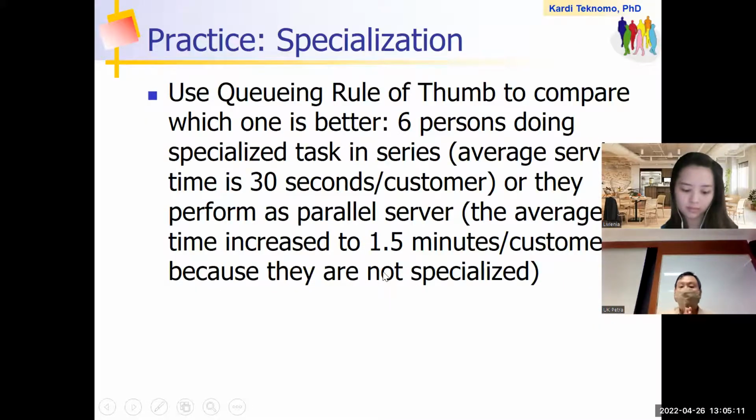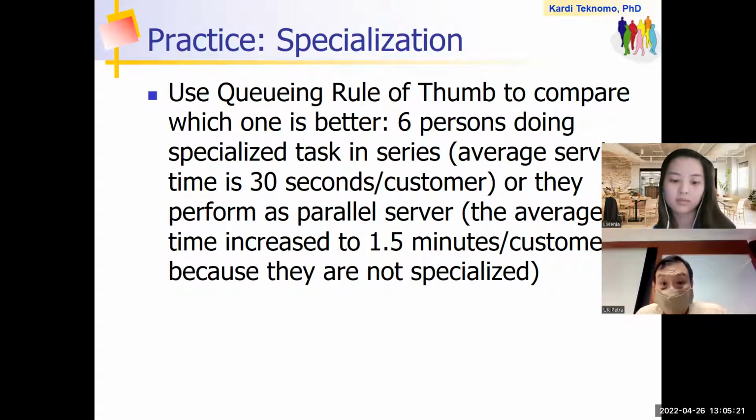Here is the role of specialization. Can you see? Now can we use the rule of thumb to compare which one is better? Six persons doing specialized tasks in a series, and say the average time is 30 seconds per customer. Why? Because they are highly specialized, so each person is well trained for their own task.